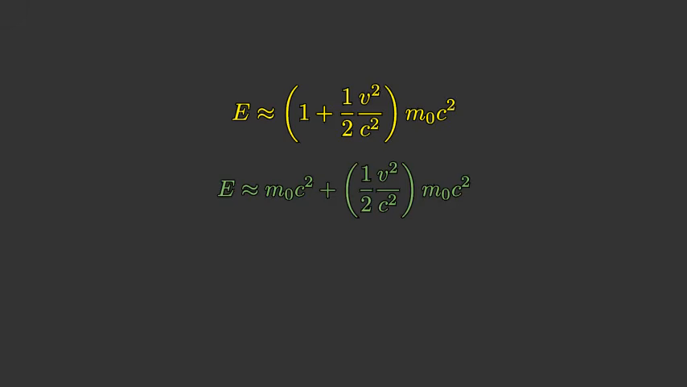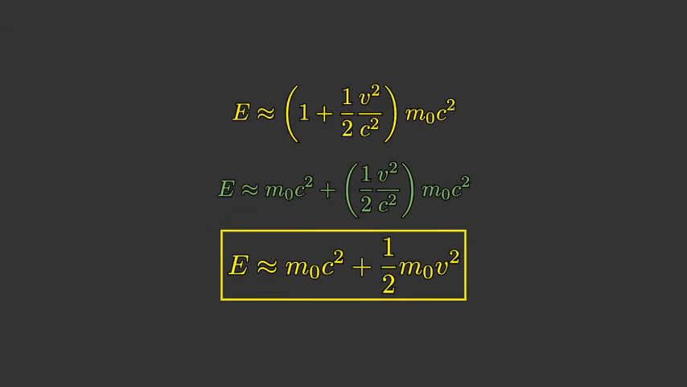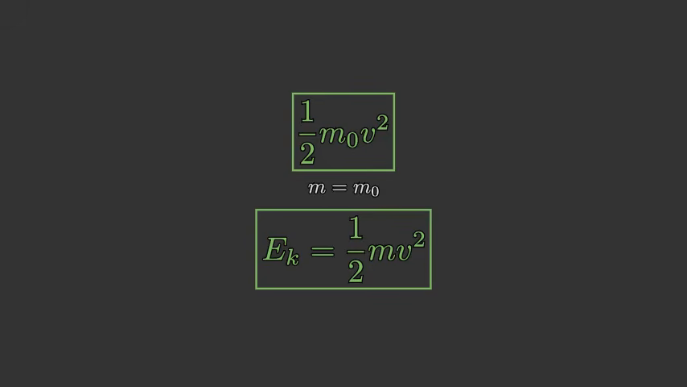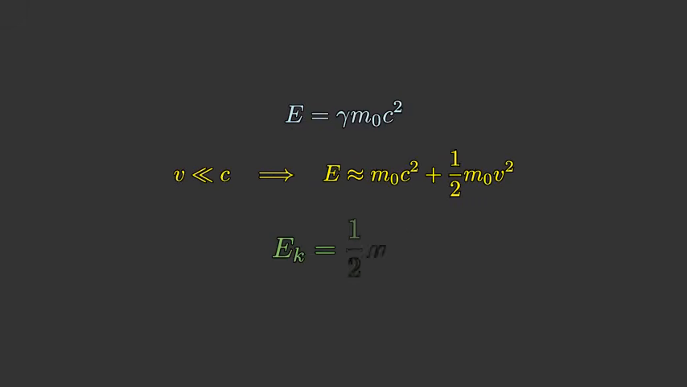Now distribute. The one gives m sub 0 c squared. The second term gives 1/2 times v squared over c squared times m sub 0 c squared. The c squared cancels. What remains is 1/2 m sub 0 v squared, so the low-speed energy becomes m sub 0 c squared plus 1/2 m sub 0 v squared, and the second term is exactly Newton's kinetic energy. This is the point. Newtonian mechanics is not thrown away by relativity. It appears inside relativity as the low-speed Taylor approximation.